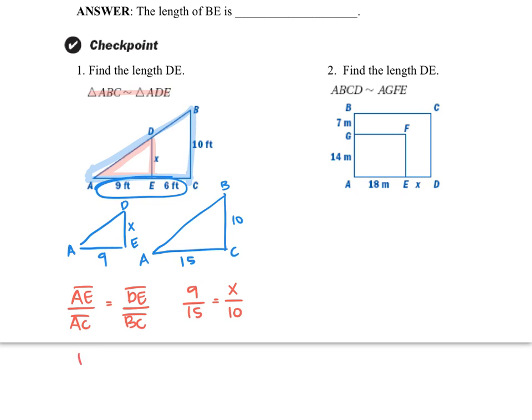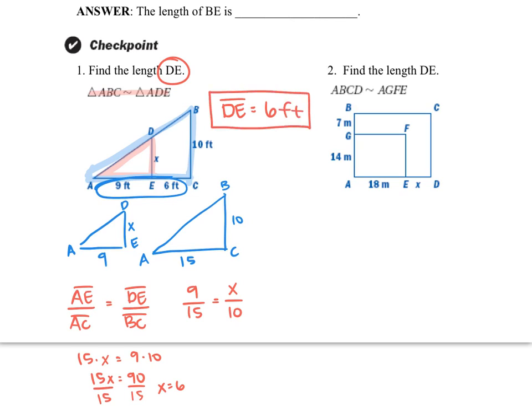And now I can use cross products to solve. So I have 15 times X equals 9 times 10. So 15X equals 90. And then I divide each side by 15. And X equals 6. So my final answer is that side length DE, which is what I was trying to find, equals 6 feet. And again, you got to make sure you pay attention to what your X is representing. In this case, it was DE.